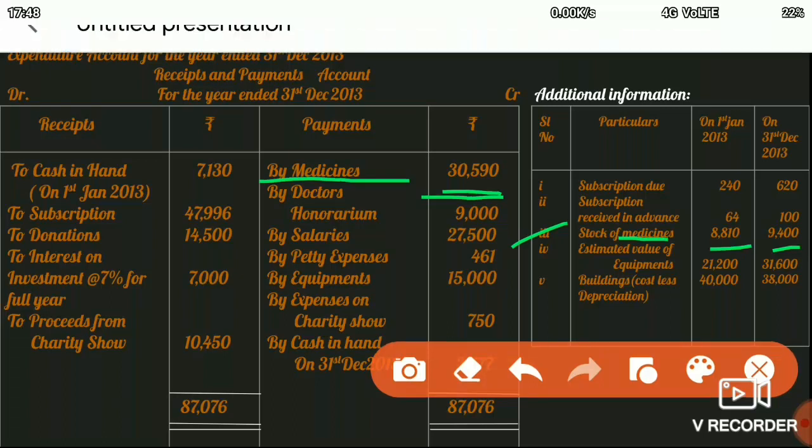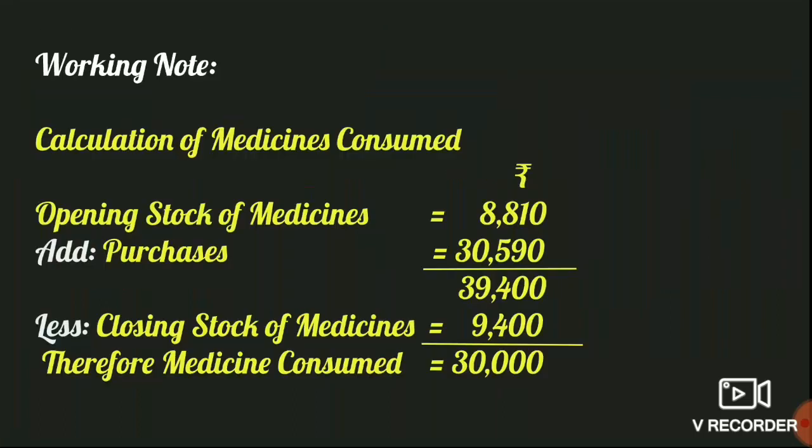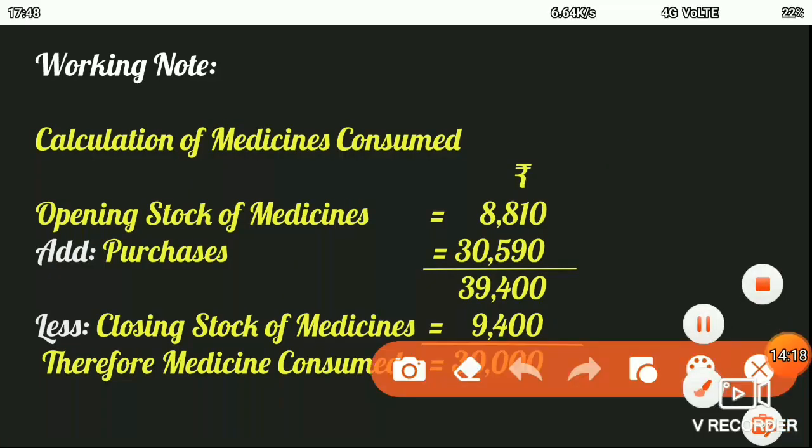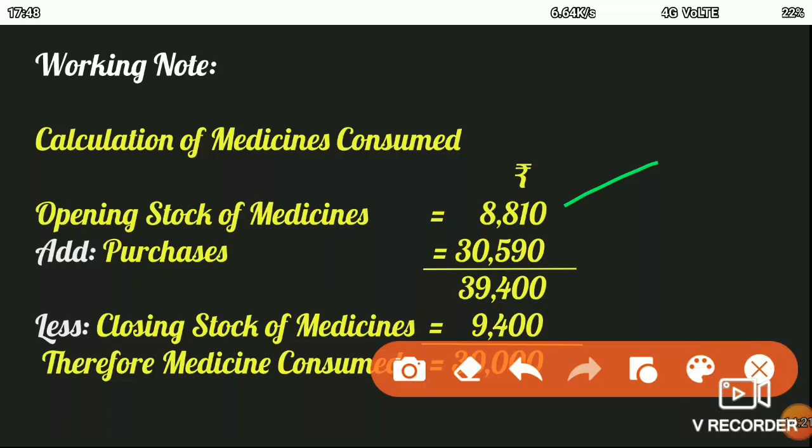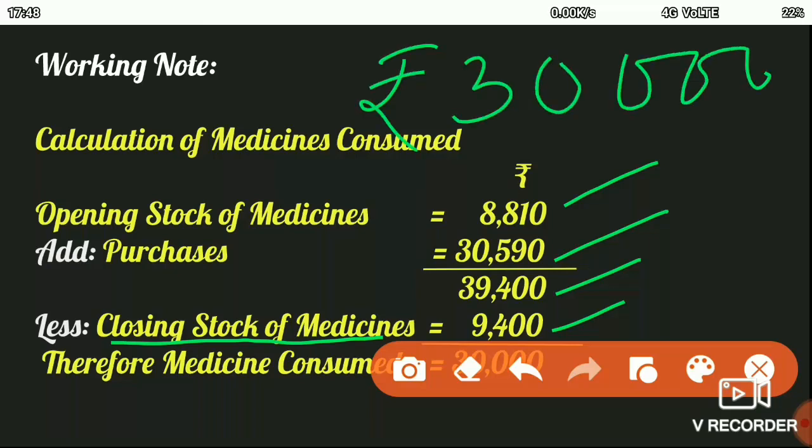So in order to calculate that, we have to do it in this way. The opening stock of medicines provided in the additional information is 8,810. Then from the receipts and payments account, the purchases or the payments made is 30,590. So the total value of medicines is 39,400. Now our closing stock of medicines at the end of the year is 9,400. So there is a difference of rupees 30,000, and this difference is actually the medicines which are consumed during the year or used during the year, and this is the amount which will be shown in our income and expenditure account.